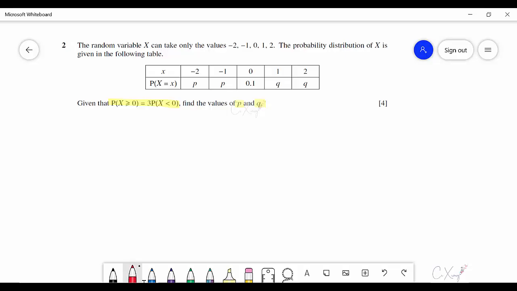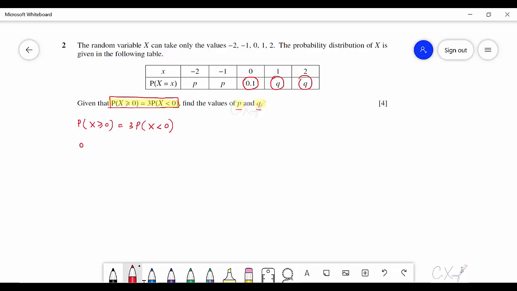Generally you should use all the information that you know that is related to probability distribution to get p and q. To get p and q, we need to form two equations, and then we will solve them simultaneously. Maybe first of all we will start from this one, the information that they give us. The probability that x is greater than or equal to 0 is equal to 3 times the probability that x is smaller than 0. So where is the probability that x is greater than or equal to 0? This one, 0.1, q, and also q.